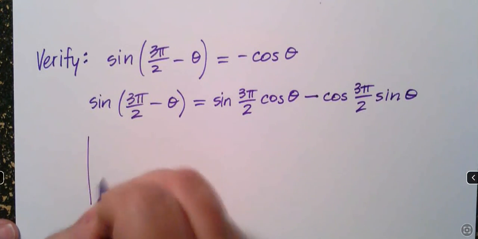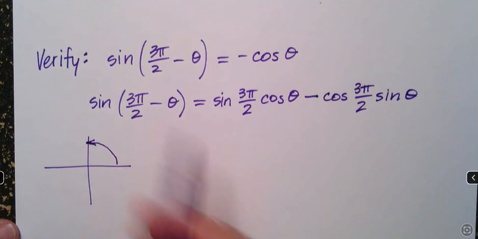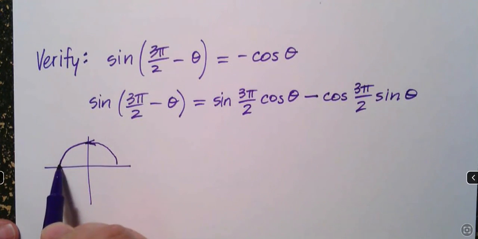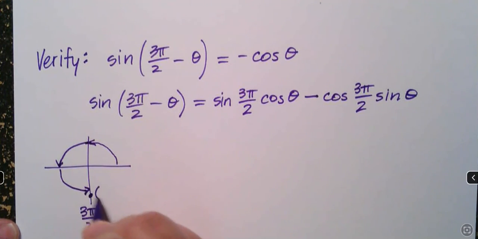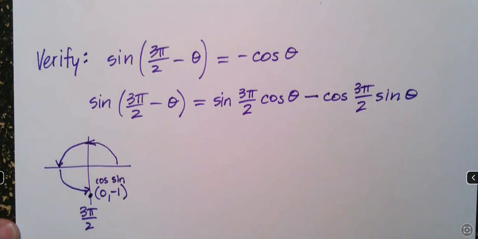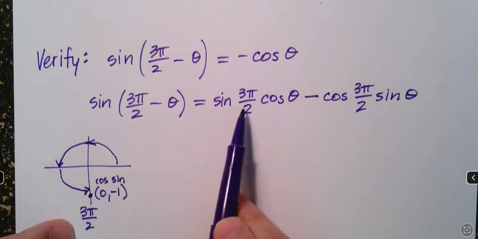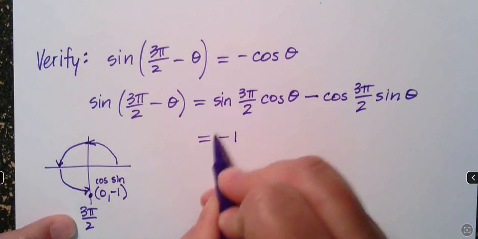So let's think about where 3 pi over 2 is. This is half of pi, which is pi over 2. This is 1 whole pi. This is 1.5 pi, which is 3 pi over 2. So the point here is 0, negative 1. This is the cosine. This is the sine. All right, so the sine of 3 pi over 2 is negative 1.